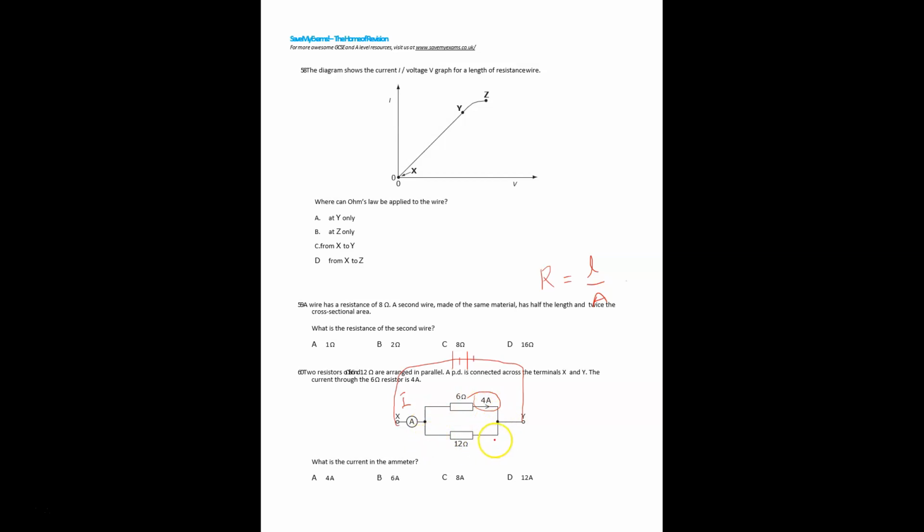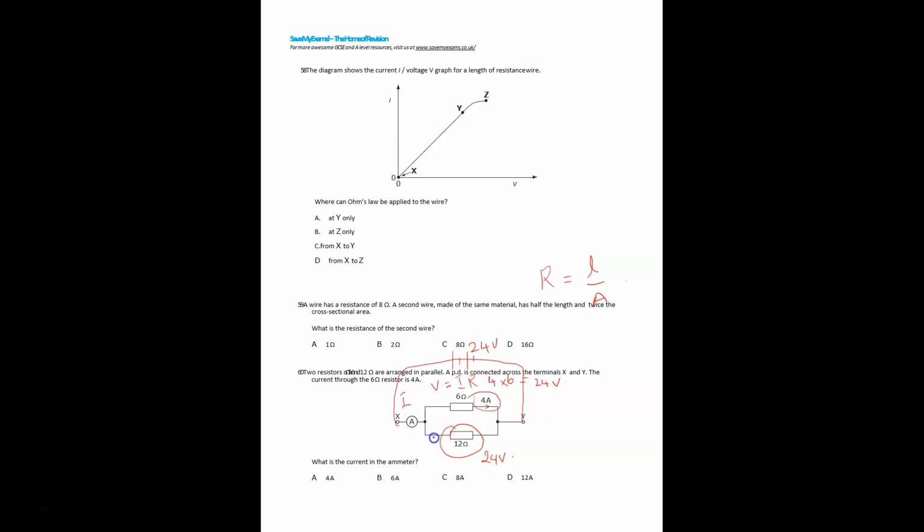So how can you find this branch current? If you find the current through the 12 ohm resistor, the problem is solved. First you find the voltage. V is equal to IR. You multiply the current, 4, by the resistance, 6. The answer is 24 volt. The battery should have 24 volt because these two resistors are in parallel, so the voltage is the same for them. So this resistor also gets 24 volt.